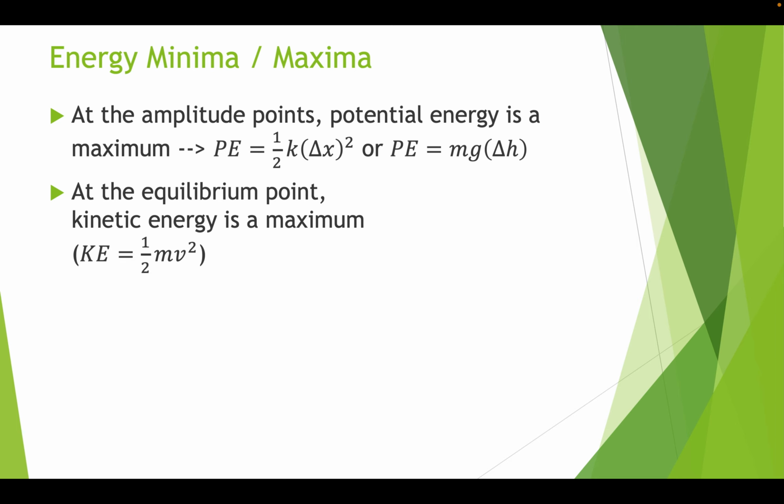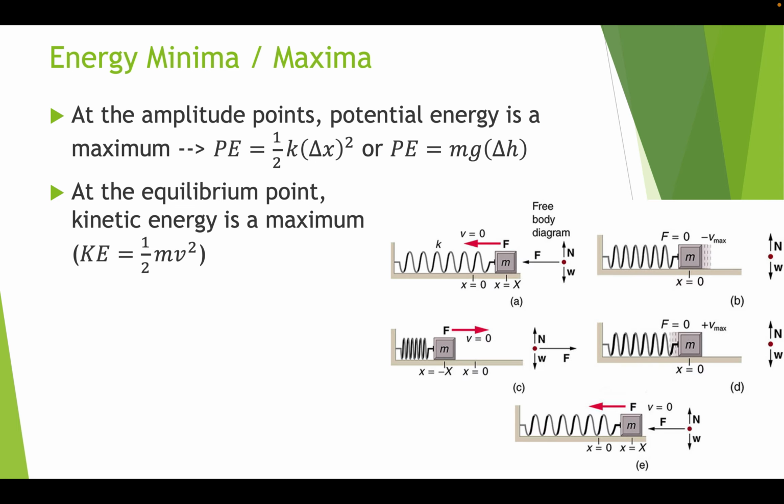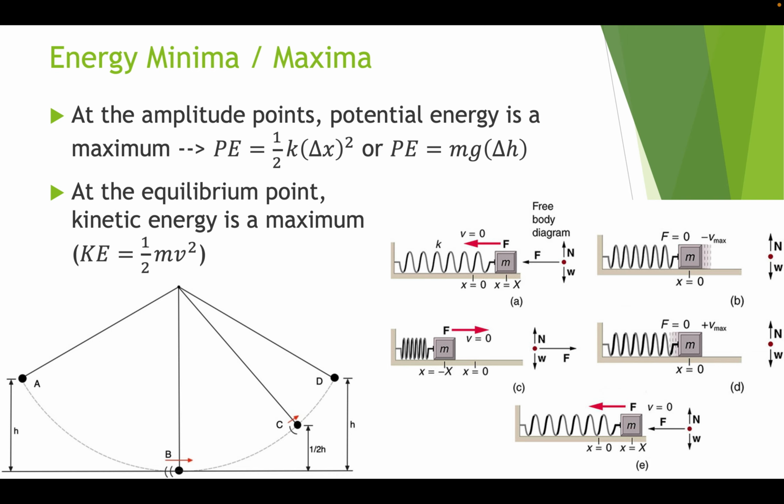At the amplitude points, the potential energy is a maximum. If I'm thinking about a pendulum, that's the maximum height, or if I'm thinking about a mass spring, it's the furthest edges. At that point, potential energy is going to be 1/2 kx squared, or in a pendulum, it's going to be mg delta h. And at the equilibrium point, kinetic energy will be a maximum and potential energy becomes 0. In the pendulum, that's the lowest point.